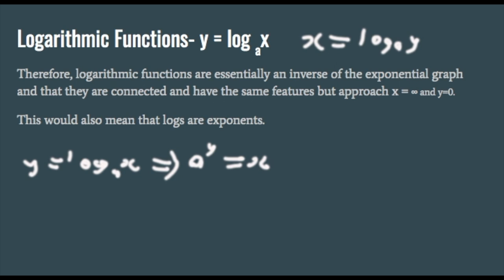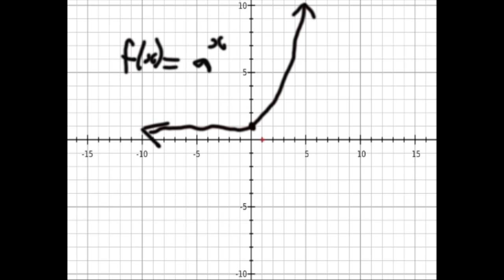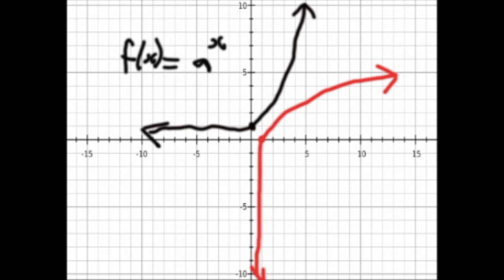Y is the exponent. So if we put it next to the exponential graph, we can actually see that it is essentially the inverse. The fact that it approaches x equals infinity and y equals 0 makes this evident. It is also important to point out that x can never be negative, as y equals 0 is an asymptote.